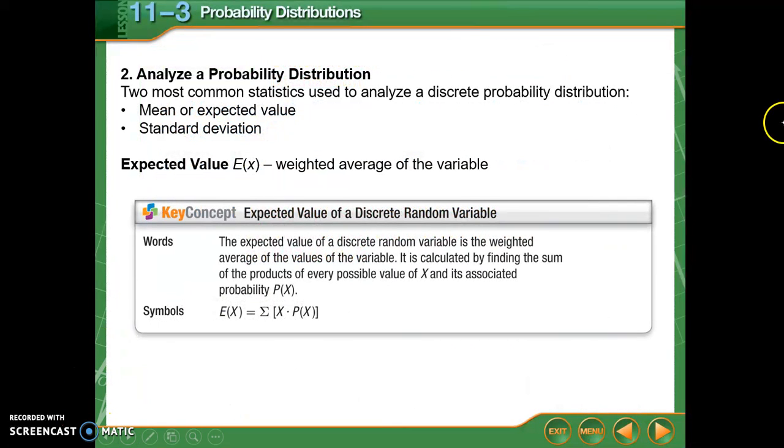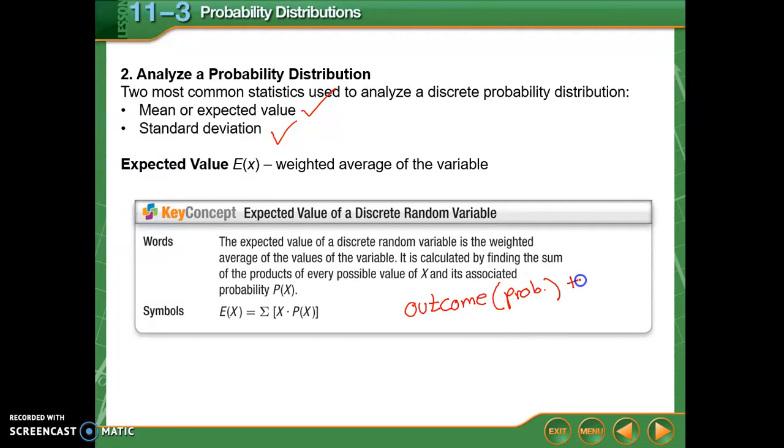All right, analyzing probability distributions, last part of this section. The two most common statistics that we use to analyze discrete probability distributions are the mean, or the expected value, and standard deviation. Expected value is something you did in 9th grade. It's the weighted average of the variable. So the way that we get the expected value is to find the sum of the products of every possible value of x. So I take what x could be, or the outcome, and I multiply it by its probability.